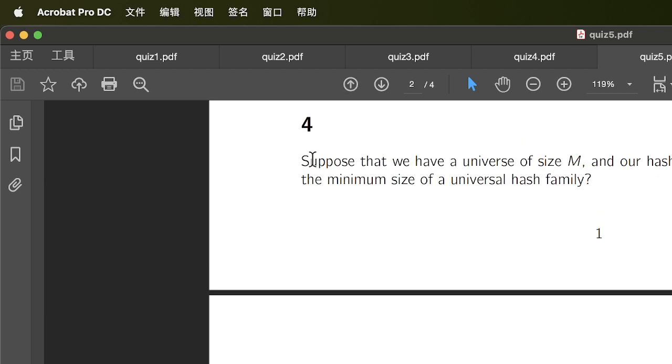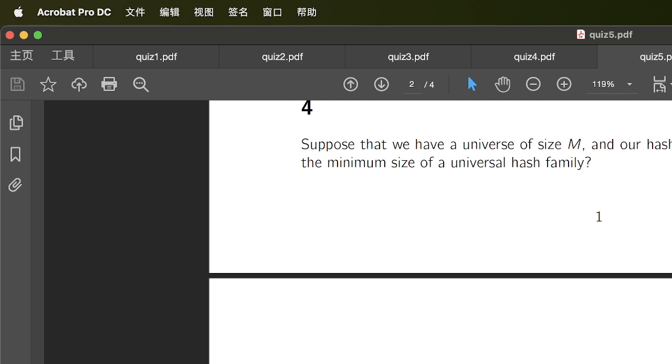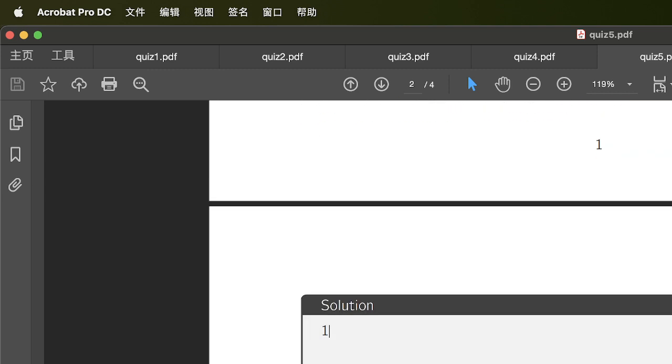Okay, number 4. Suppose that we have a universe of size m, and our hash table size is n. If n is greater than or equal to m, what is the minimum size of a universal hash family? Since our hash table is big enough, bigger than our universe, a single hash function would be enough for the family. So the answer is 1. We need at least one function.